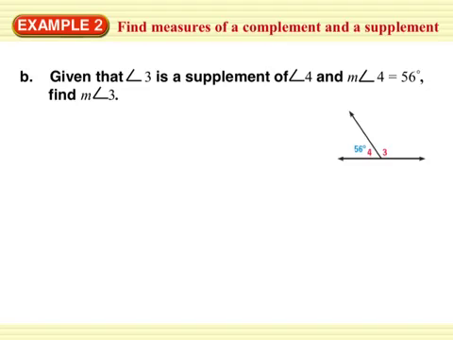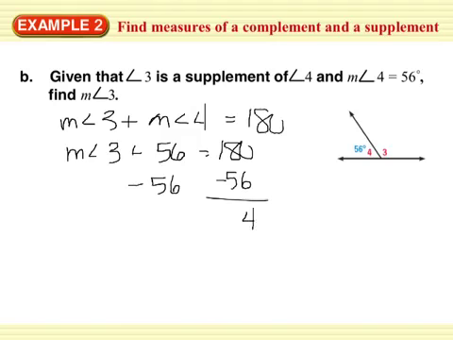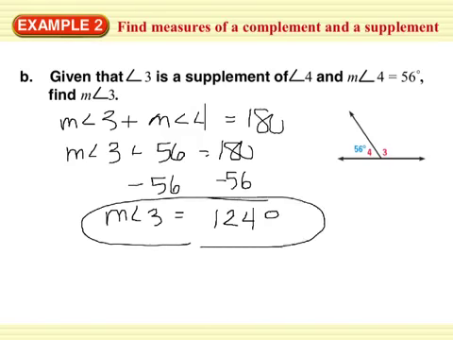Next one, given that angle 3 is a supplement of angle 4 and the measure of angle 4 is 56, find the measure of angle 3. So I have the measure of angle 3 plus the measure of angle 4 is 180. Substitute. We don't know angle 3. We know angle 4. So let's solve for angle 3. The measure of angle 3 is 124 degrees. Try not to forget those degree signs.